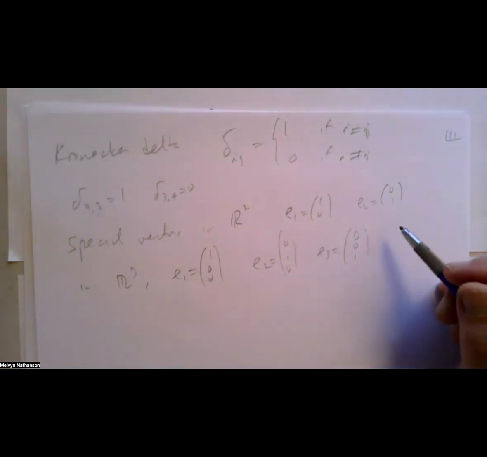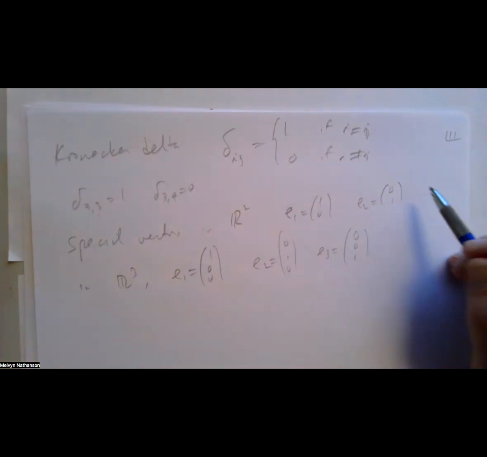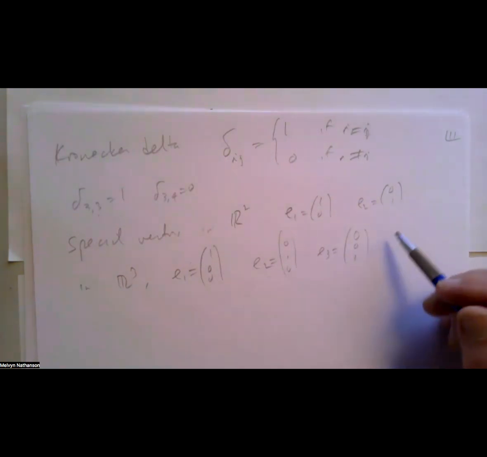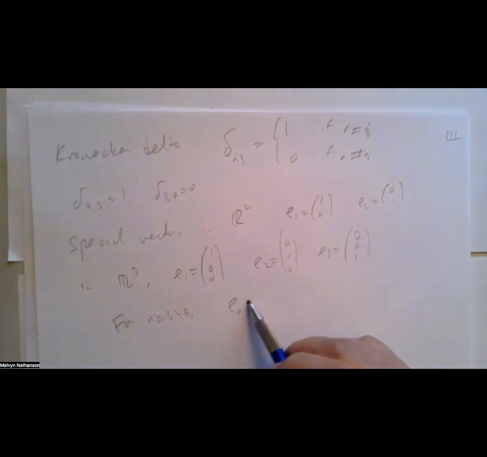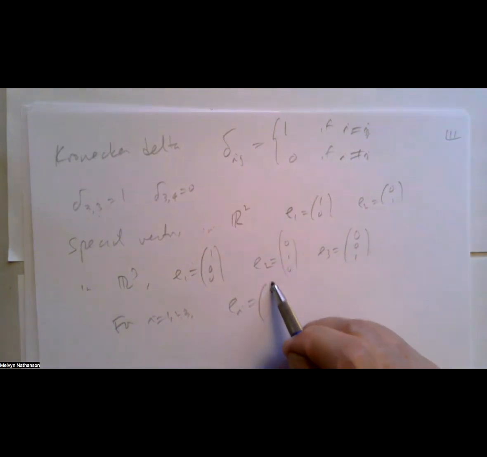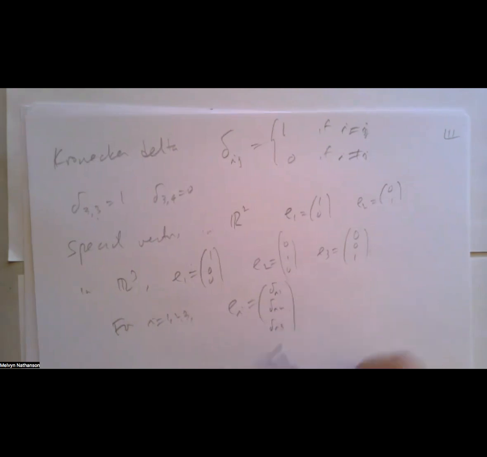In fact, I could write these concisely using the Kronecker delta. For example, in this case, for i equal 1, 2, and 3, E sub i is the vector whose coordinates are delta i1, delta i2, delta i3. If i equals 1, this is 1, 0, 0. If i is 2, this is 0, 1, 0. If i equals 3, this is 0, 0, 1.